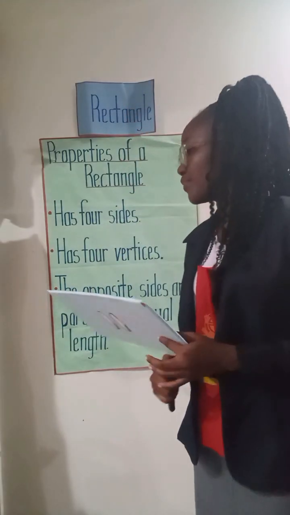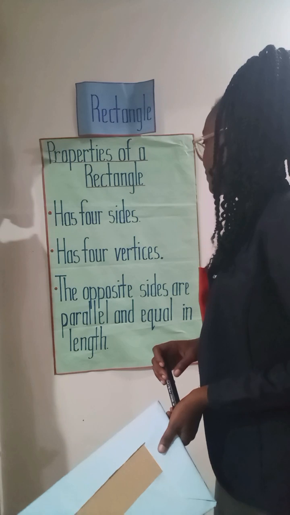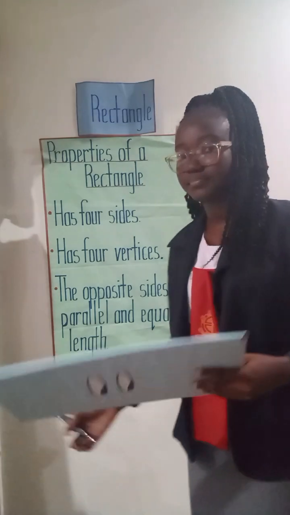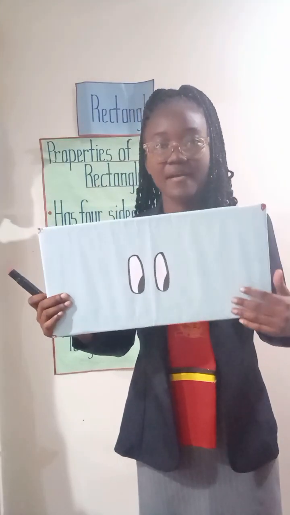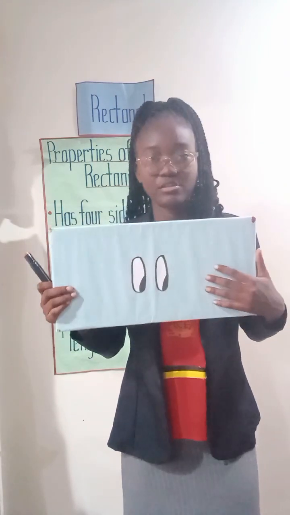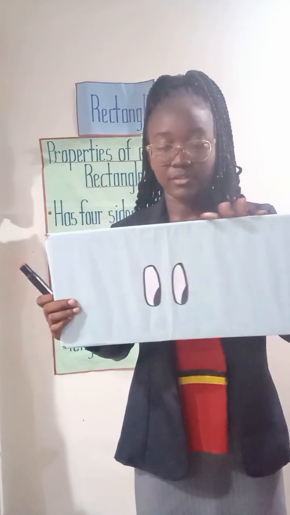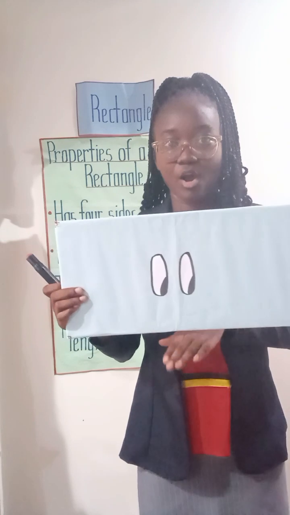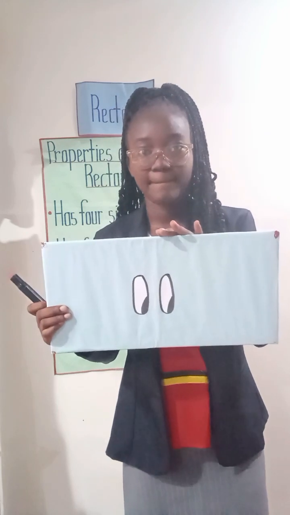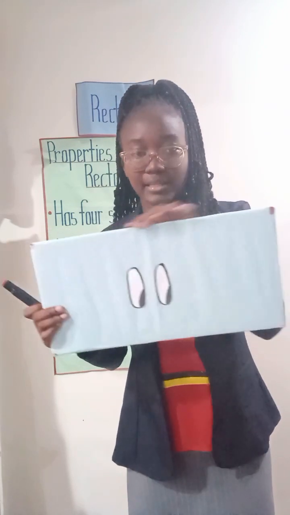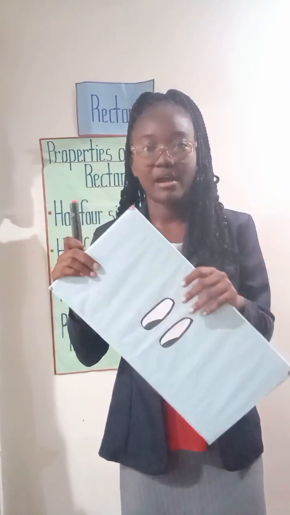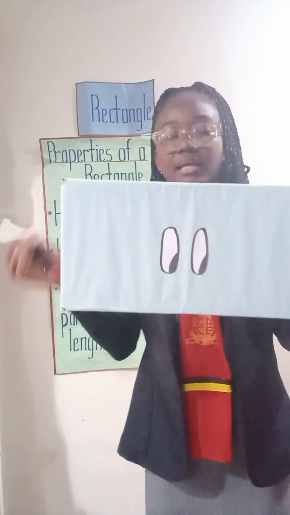Now, we're going to move on to the final property. The opposite sides are parallel and equal in length. Let us look at our rectangle and see if that is true. Let's look at the longer side first. These sides are opposite to each other, and we did discuss them being parallel. The length here is equal to the length at the bottom as well. They are equal. The length on top is the length at the bottom.